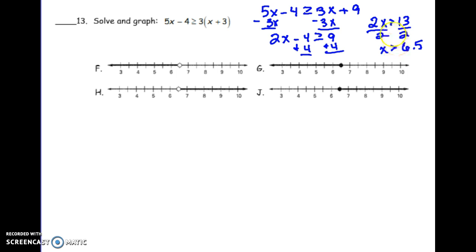Okay, it's actually, oops, made a mistake. I forgot it's greater than or equal to, very important. X is greater than or equal to 6.5. So if I look at my options, I know it's going to be a colored in circle because it's greater than or equal to. So I know it can't be F and I know it can't be H. And it's greater than 6.5, so actually it's going to go to the right where the larger numbers are. So my answer would be J. All right, moving on to number 14.